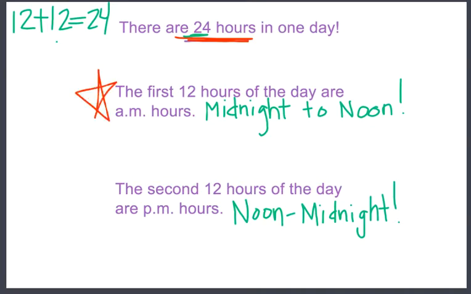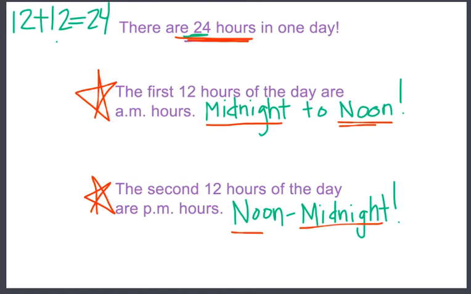The first 12 hours of the day are AM hours, from midnight to noon. I bet you have heard of those words before, midnight and noon. I bet you have tried to stay up till midnight before. And you know that you eat lunch at noon. The second 12 hours of the day are PM hours, from noon to midnight.